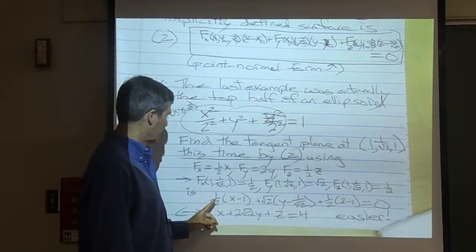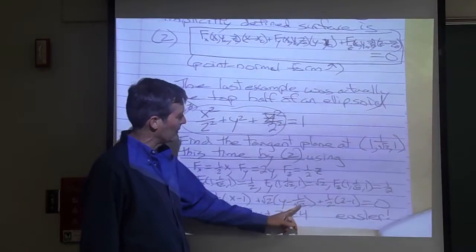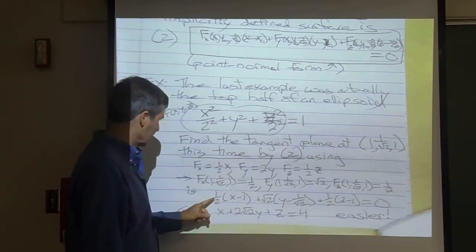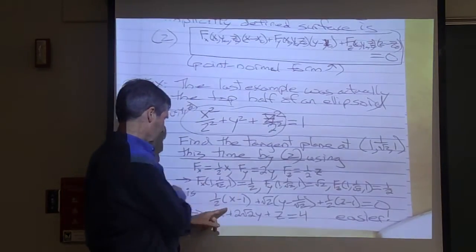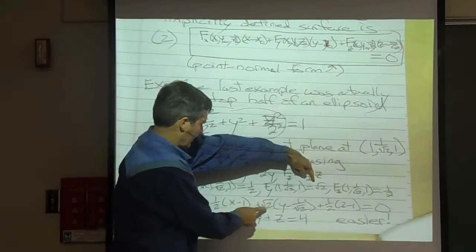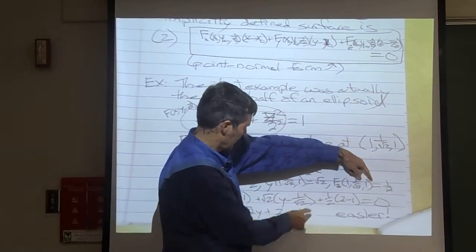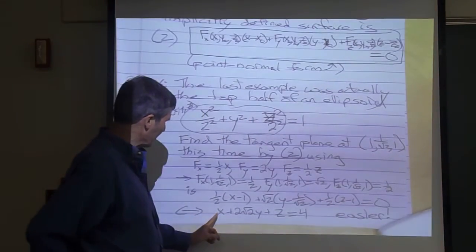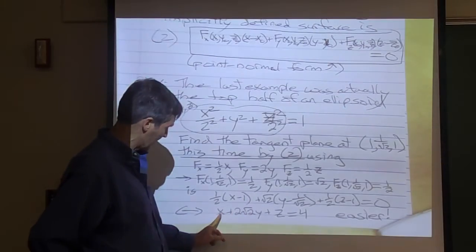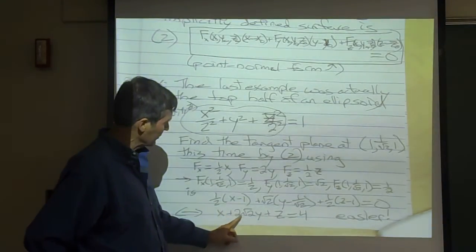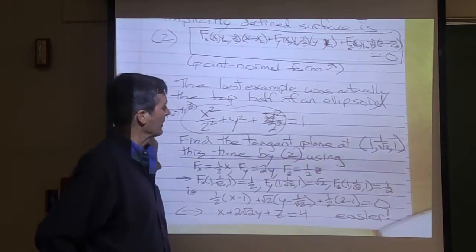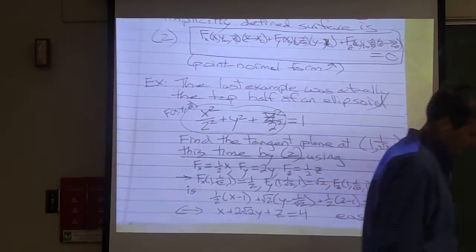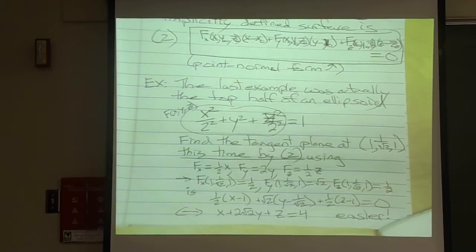So immediately from the point normal form, a times x minus x0 plus b times y minus y0 plus c times z minus z0 equals 0, with a, b, and c the partial derivatives at the point, we get 1/2 times x minus 1 plus square root 2 times y minus 1 over square root 2 plus 1/2 times z minus 1 equals 0. Multiply through by 2 and group, and you get the same equation as before: 2x plus 2 square root 2 y plus z equals 4. Easier than the other way, right? So sometimes it's easier just to leave these in their implicit form and do it that way.